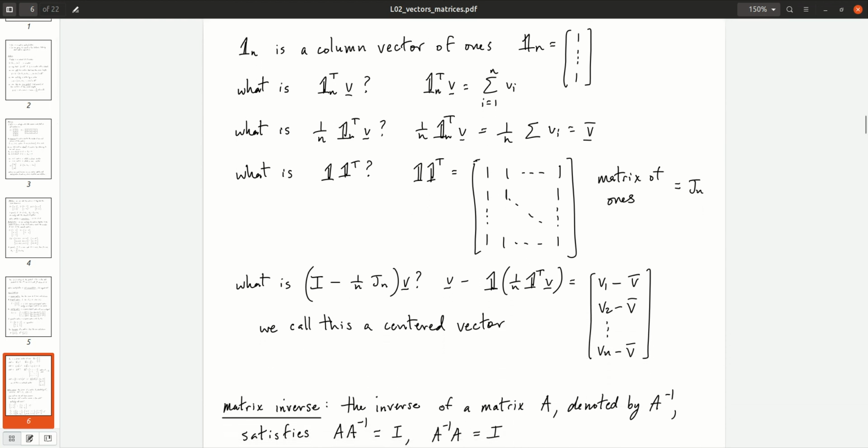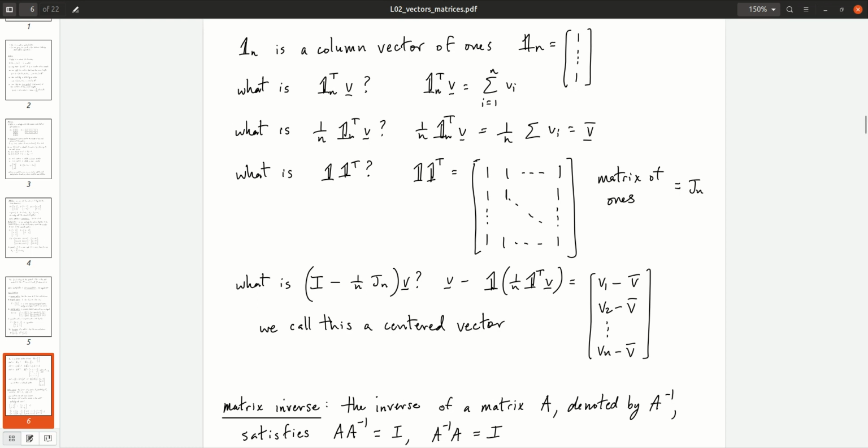Now another special type of matrix or vector that we're going to be using a lot is this boldface 1 sub n. We'll call this the 1 vector. So 1 sub n is a column vector of 1s. So 1 sub n just has all 1s. This is a useful vector because it can perform certain operations that are useful to us.